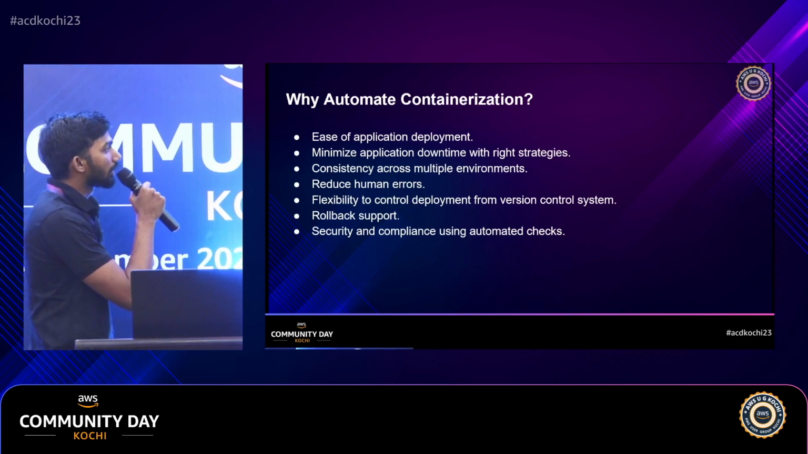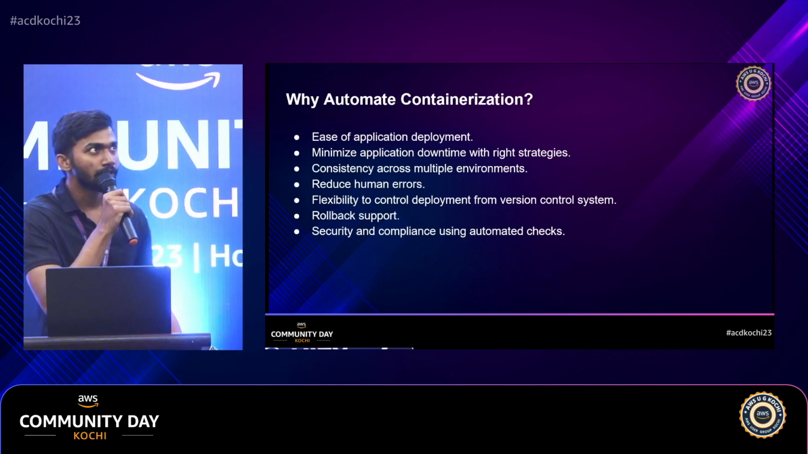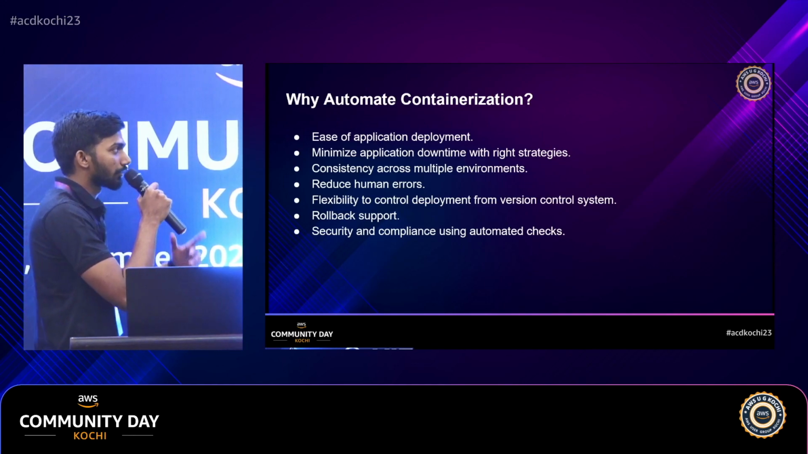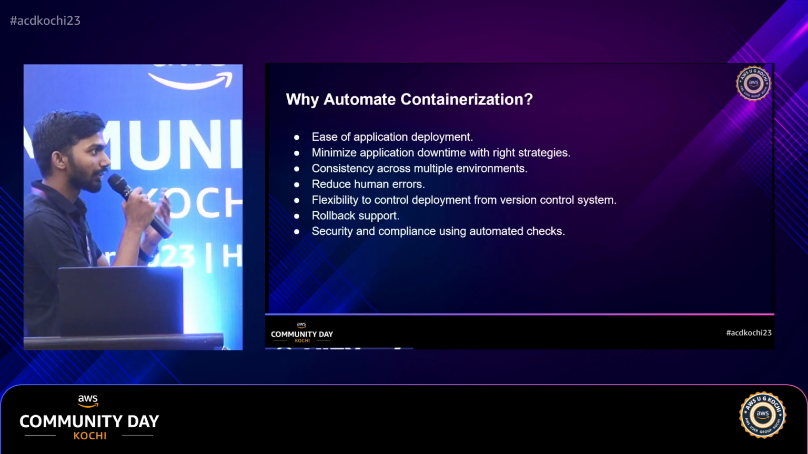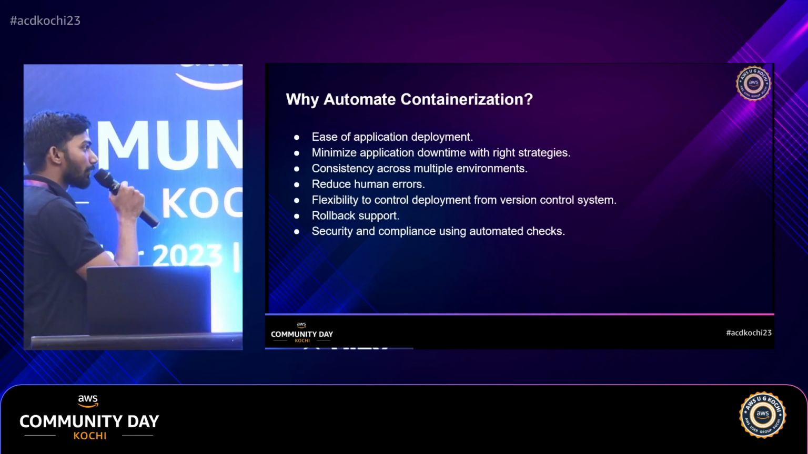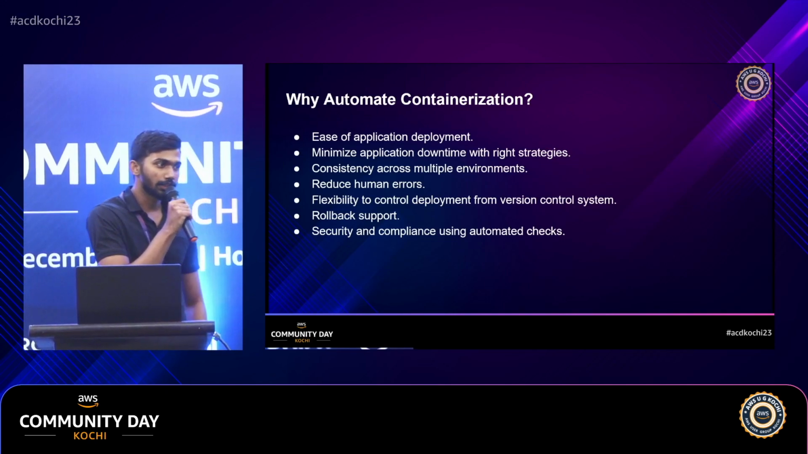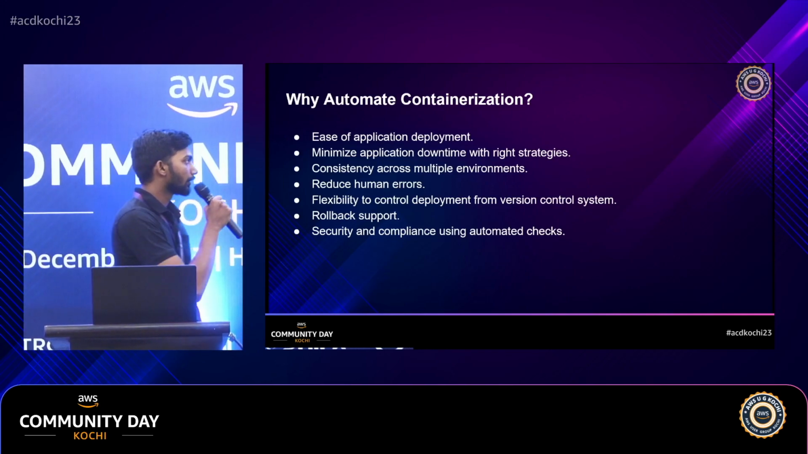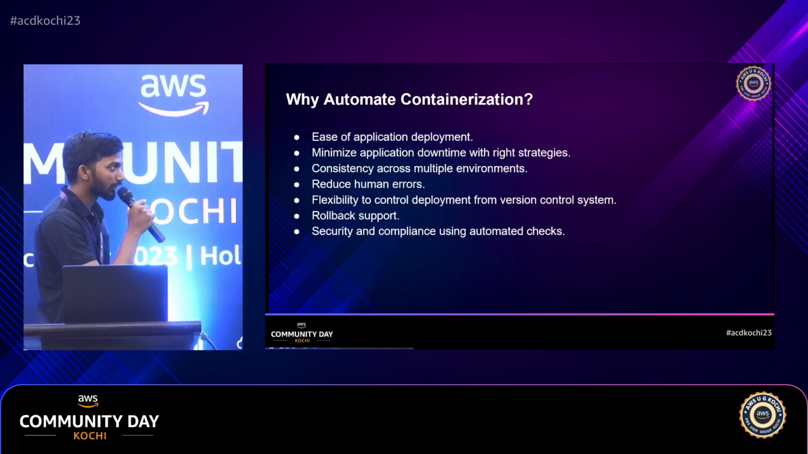Okay, so the next point is reduce human errors. Of course, once it is automated, there is no scope for any human misconfiguration, something that can go wrong within the workflow. So once it is working, it's working. And then the flexibility to control deployment from version control system. If you have GitLab or GitHub as your version control system, you can set up triggers or ways to automate the deployment from your version control system. I'm going to be explaining that in a while using the architecture diagram.